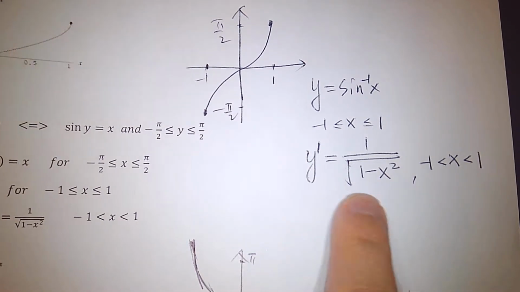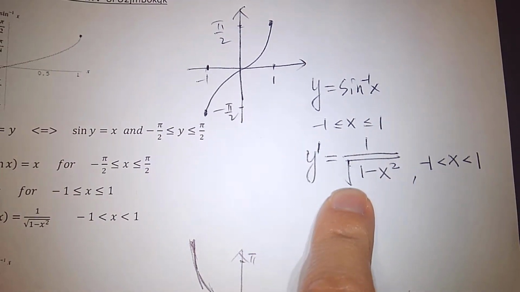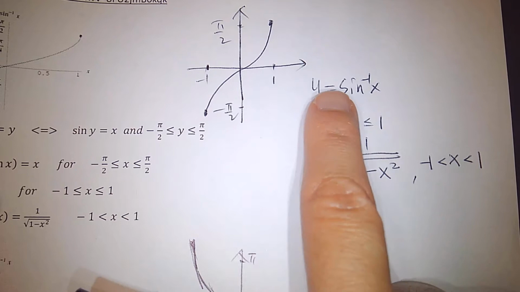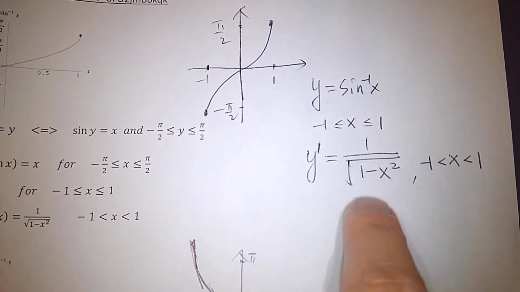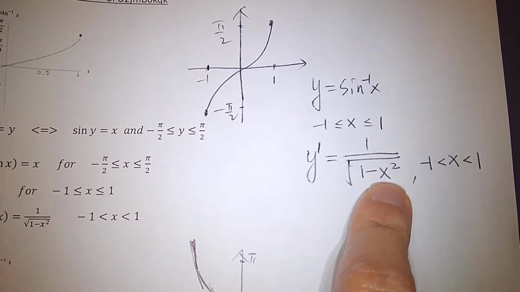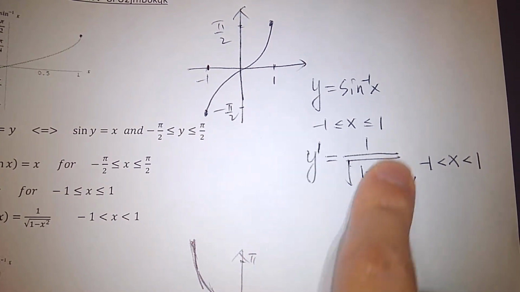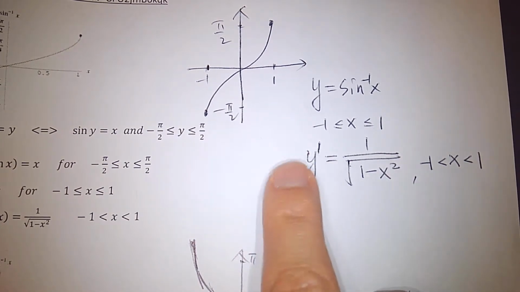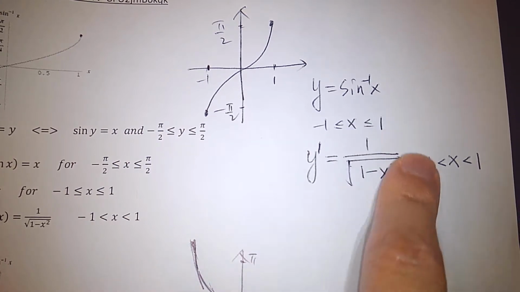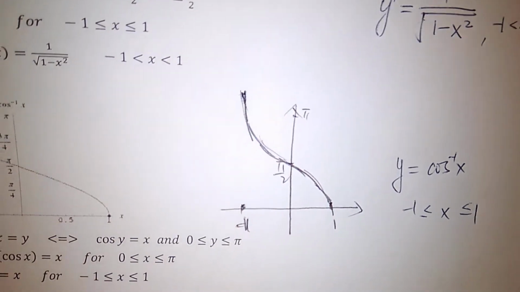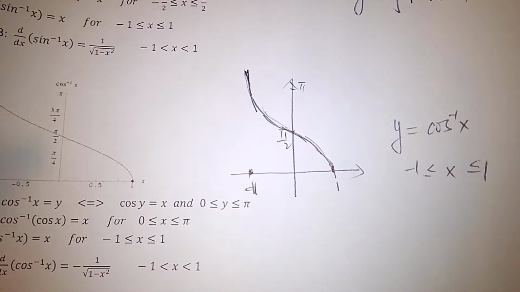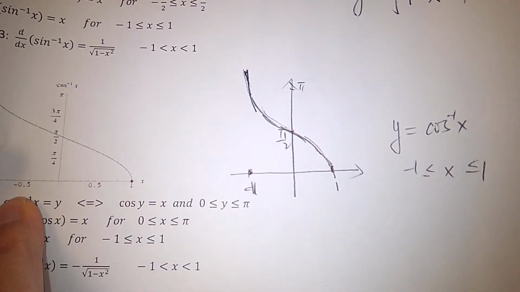I would strongly suggest you put this on your formula sheet: the derivative of the inverse sine function equals 1 over square root of 1 minus x squared. Why this is the case, we're not proving that. We just know this is the formula. So we remember this, we'll put it on the formula sheet, and once we have to use it, we'll use it.